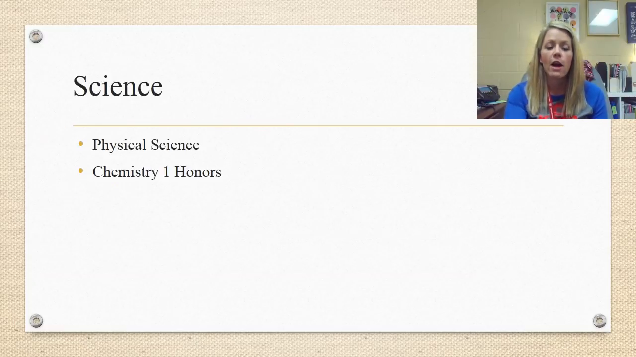All right, so our choices in science are physical science and chemistry 1 honors. Physical science is grade level science that probably 90% of you guys are going to take. Chemistry 1 honors is based off of your TVOS score. You have to have a projection of 80% or higher. Actually have those already completed, so we'll talk about that a little bit later.